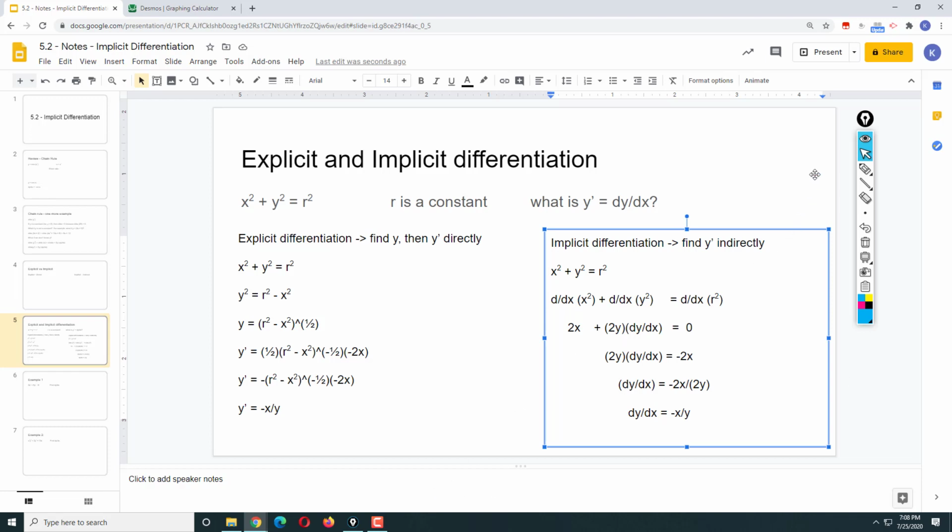Let's look at 2 more examples of implicit differentiation. But the idea is that if you can do it both implicitly and explicitly, you should get the same answer.